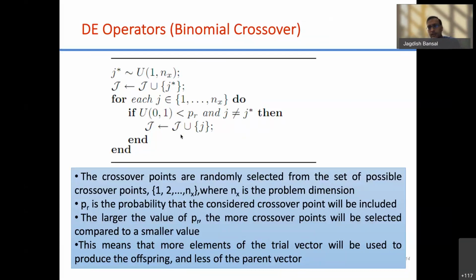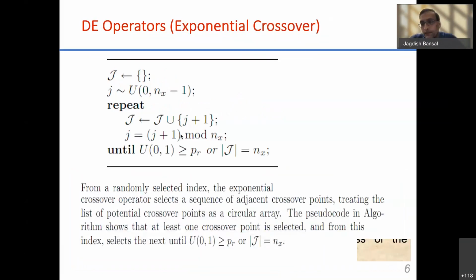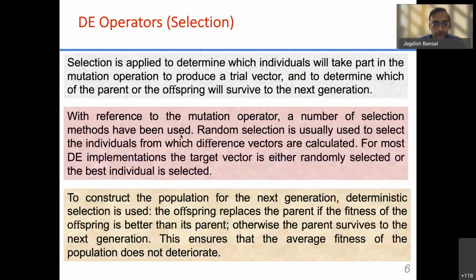This is the exponential crossover. I'm skipping it because of the time limitation, so that I can explain the numerical example and the MATLAB code also. Because what I understand is that a numerical example is the best way to explain these algorithms in a crystal clear way.